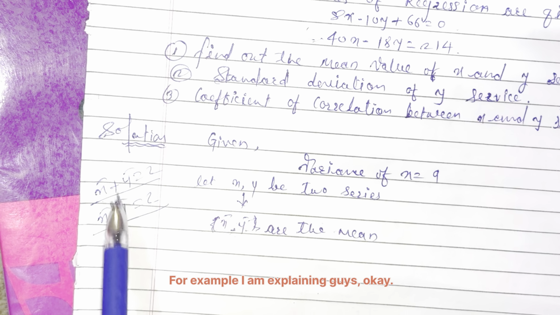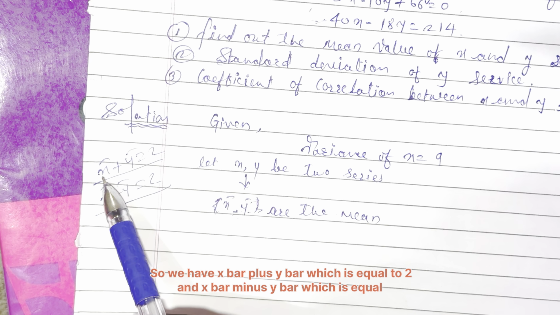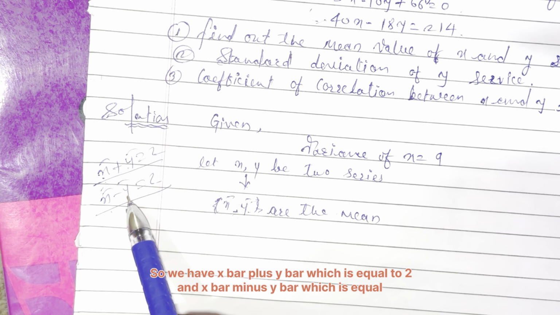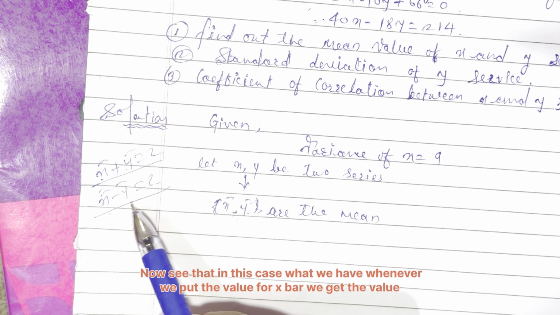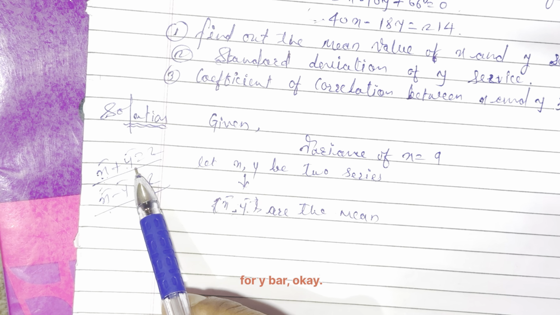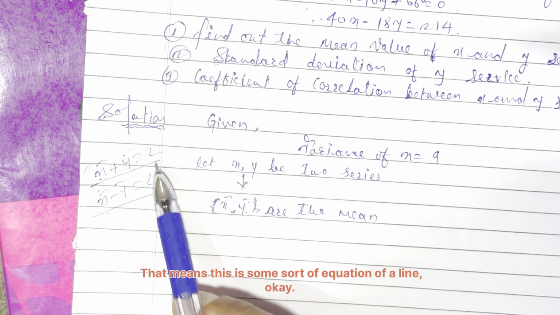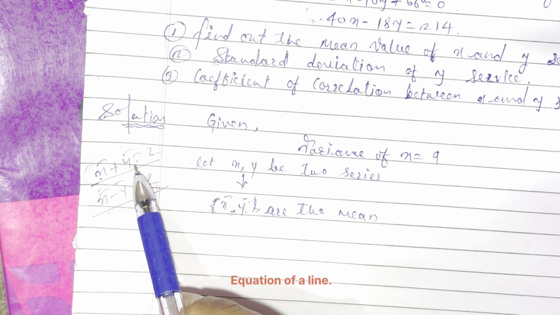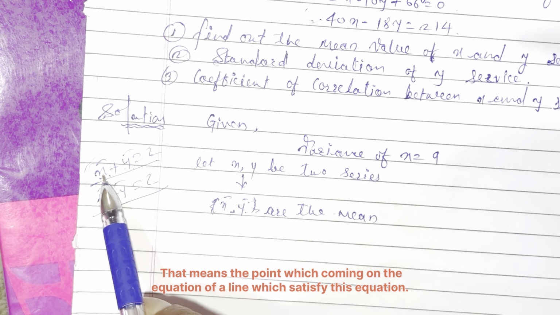For example, I am explaining, guys, how the points satisfy a given curve. Now see that x bar plus y bar is equal to 2 and x bar minus y bar is equal to 2. Whenever we put a value for x bar we get the value for y bar. That means this is the equation of a line, and the point coming on the line satisfies this equation.